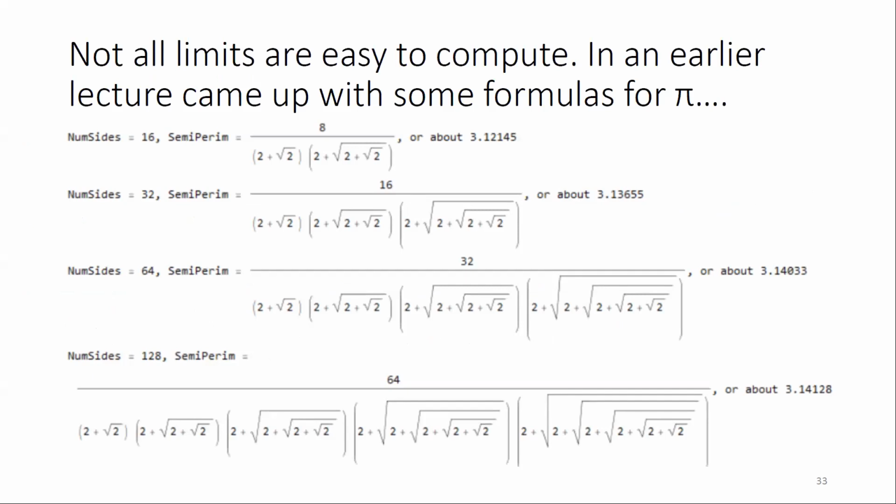In an earlier coronavirus lecture, the first one, we actually got these formulas for pi, and these formulas only involve 2 and radicals of 2 and radicals of, and so on and so on. And so when you look at this, it's not easy to see what this limit is equal to. This is going to be pi.